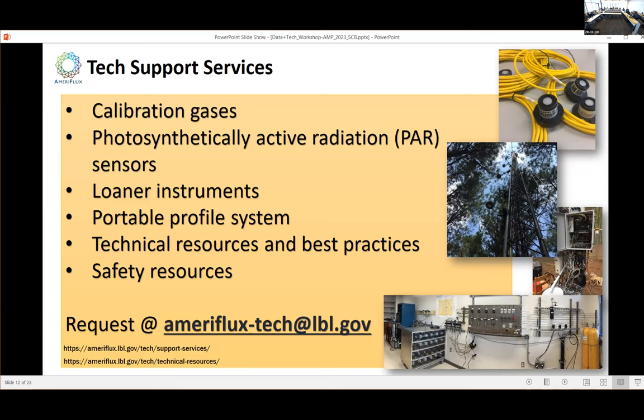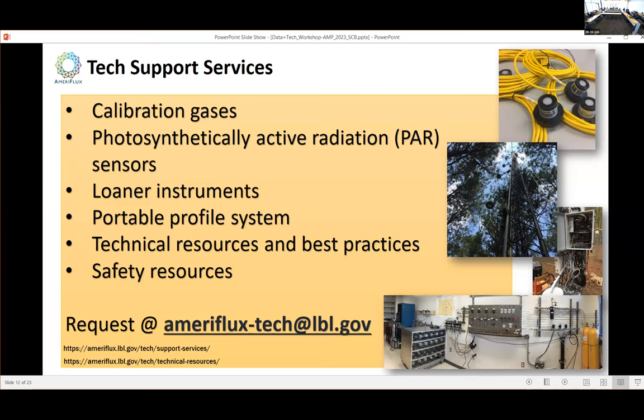We also have a portable profiling system if you want to characterize the storage at your site, if you have tall canopy vegetation. If you don't want to buy one because you don't know if it's valuable or not, we can loan equipment to you. We've done this, I think, with Tom a few years back. So it's a really valuable asset.